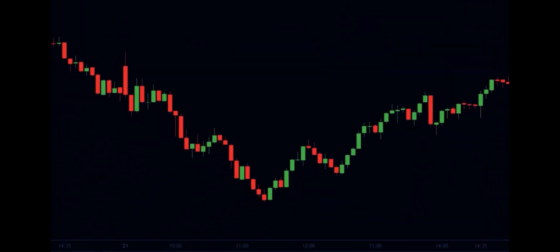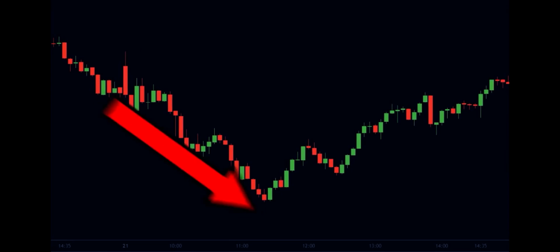Now, let's combine these rules and look at a buy trade. Here on this chart we can see that the price was in a downtrend.